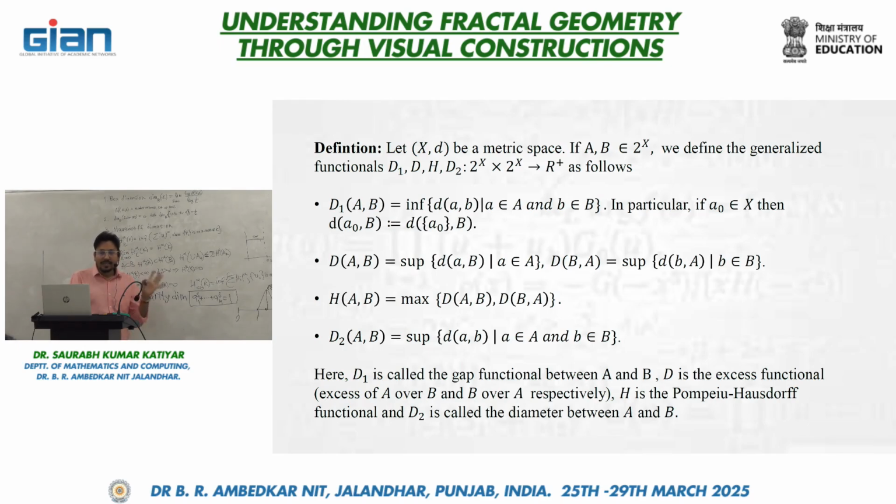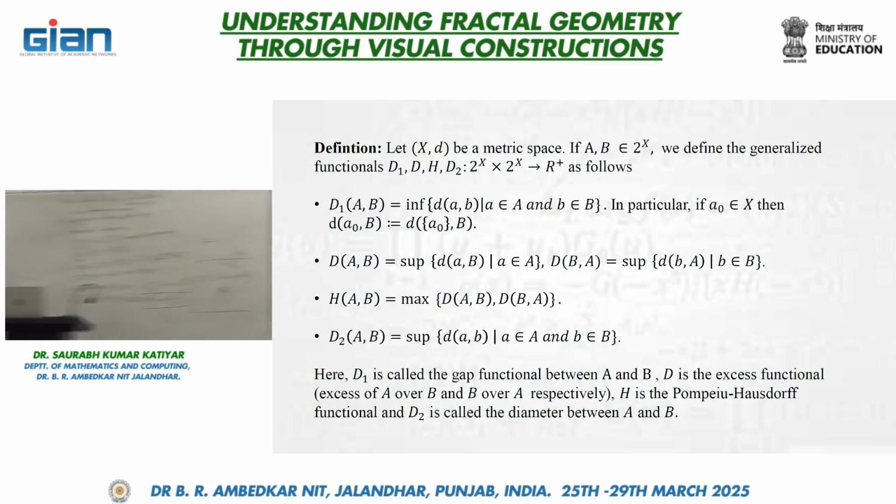So if I define the first distance, you see, let X comma d be a metric space, and if A comma B belong to 2 to the power X, the power set, we define the generalized functionals d1, d, h, d2 and all from power set into the non-negative reals as follows. Okay. So I am taking the first distance. What is the first distance? It is d1 of A comma B.